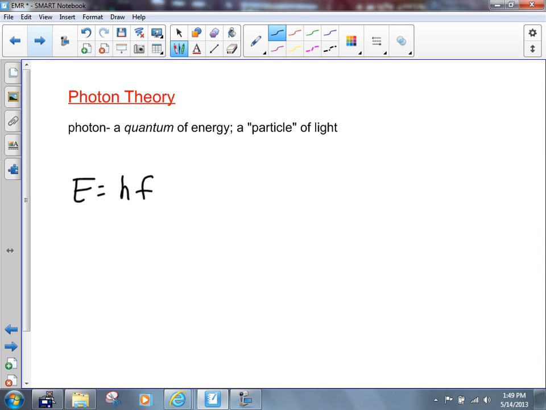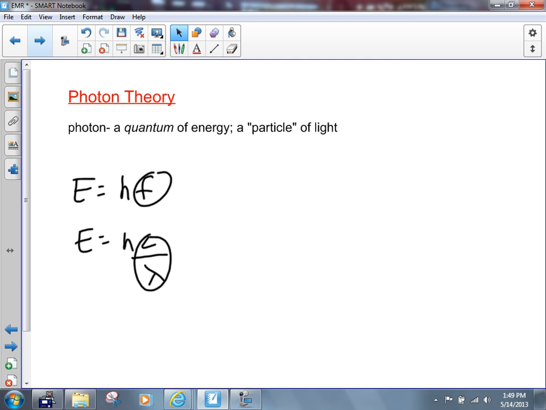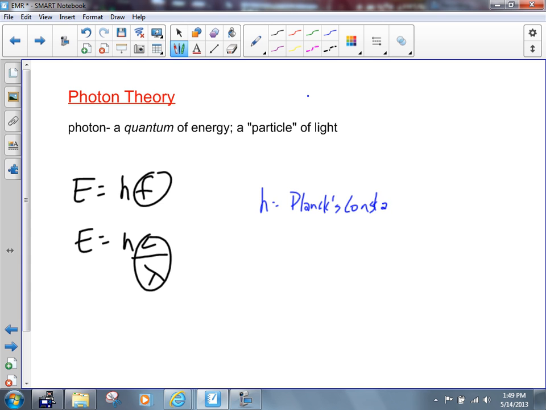Now, because E is equal to h times f, E is also equal to hc over lambda. Of course, f is equal to c over lambda, so those two equations gel with each other. What's h? H is a constant. We call it Planck's constant. It's kind of weird, but Planck's constant has two values: 6.63 times 10 to the minus 34 joule seconds, but it also has a value of 4.14 times 10 to the minus 15 electron volt seconds.